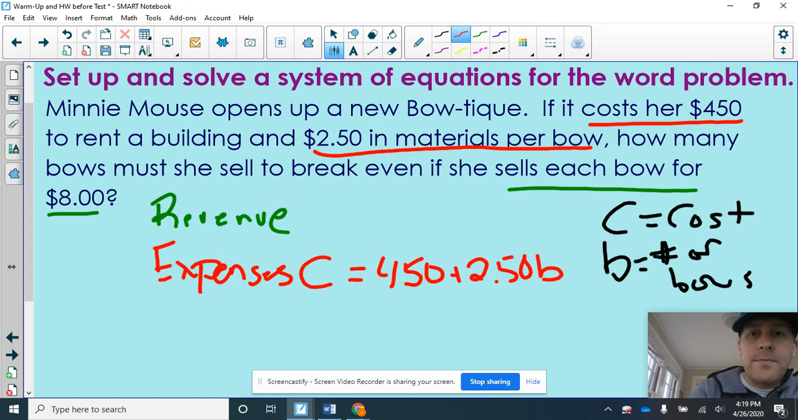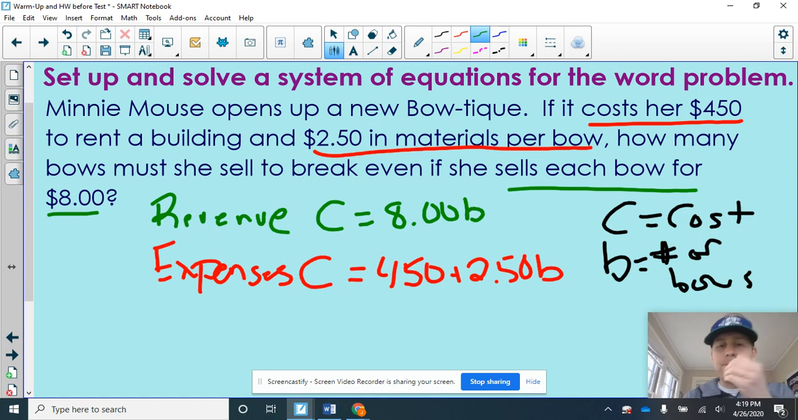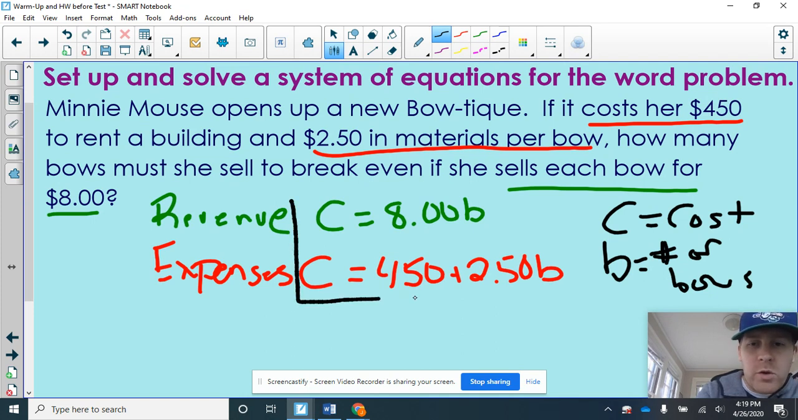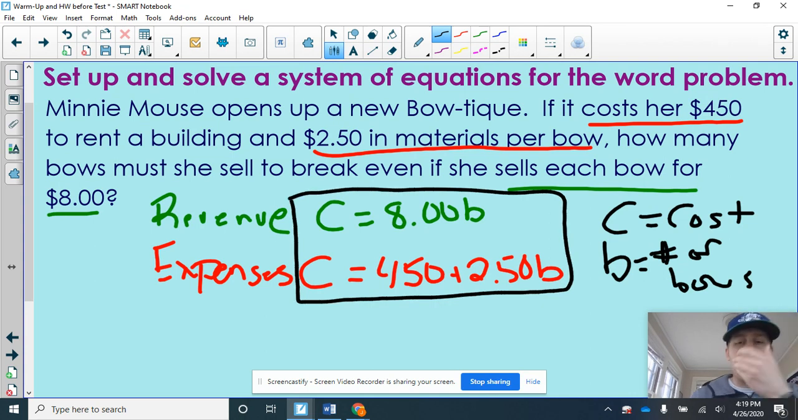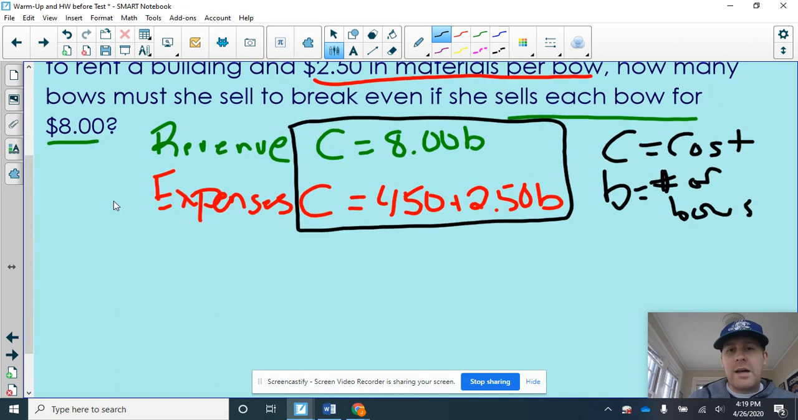And then for revenue, we have the cost to our customers. Well, how is Minnie Mouse making money here? Well, she makes $8 per bow. And there we go, guys. There is our system of equations, with one equation representing expenses and one equation representing revenue. So that's part one. Now we have to go and solve this.